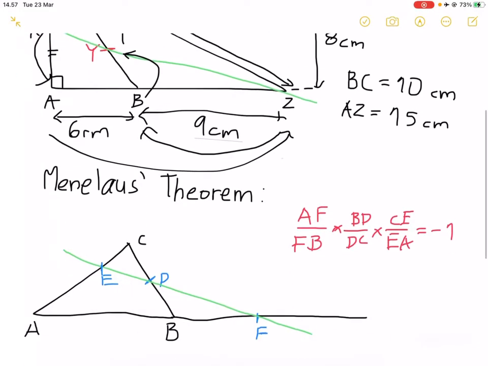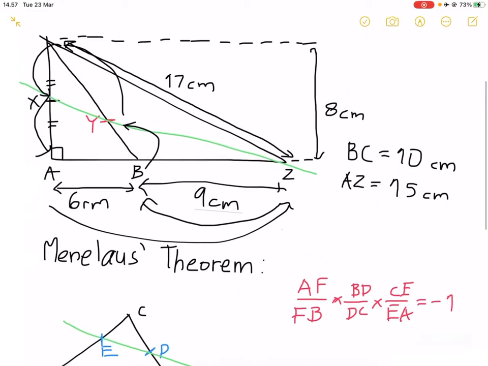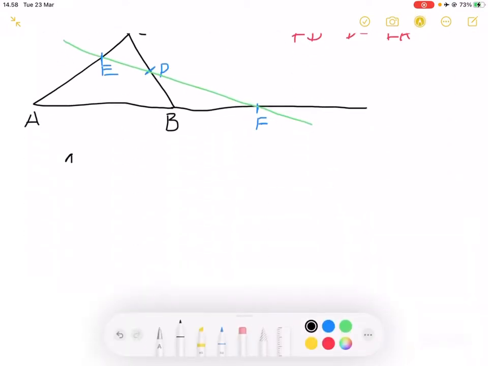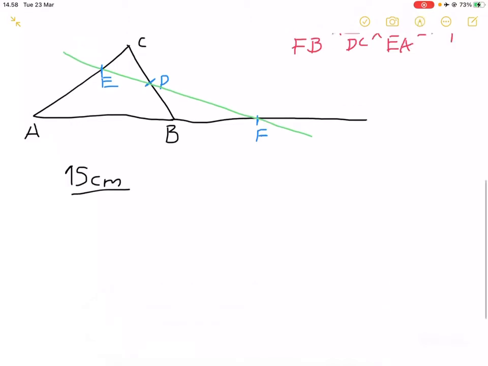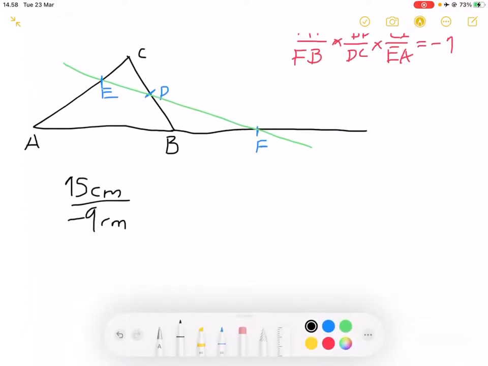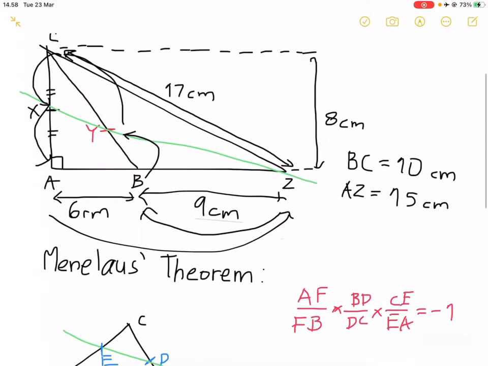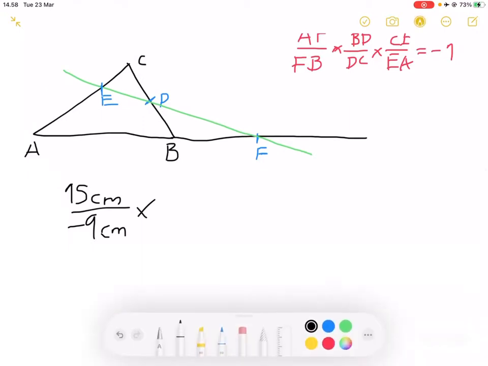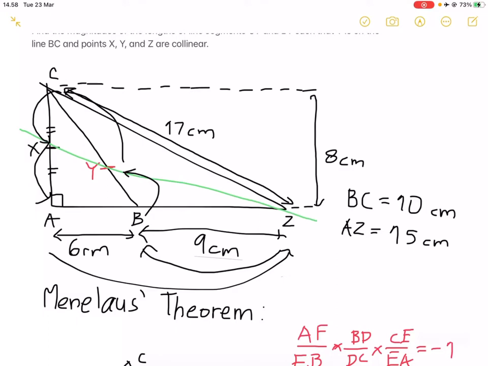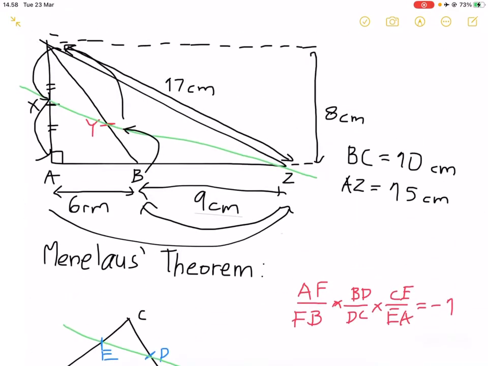So I'll just write down the thing right here. We must follow the sign convention of Menelaus' theorem. Since we go A right to Z, that means our distance will be positive 15 centimeters. Over, since we're going left 9 centimeters, that will be negative 9 centimeters. Multiplied by BY over YC, which we currently don't know yet. So let's just write that in. And we have CX and XA, and those could be either negative or positive.